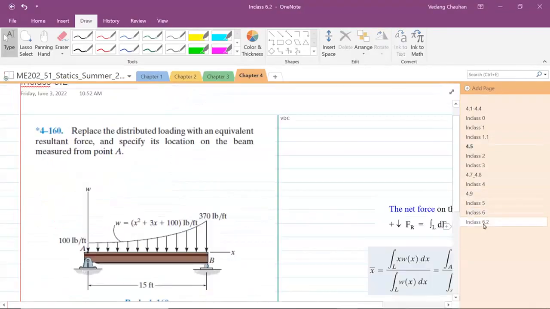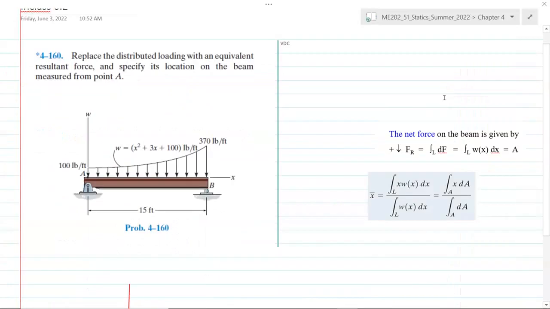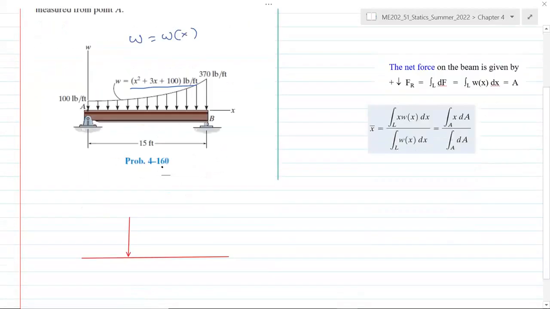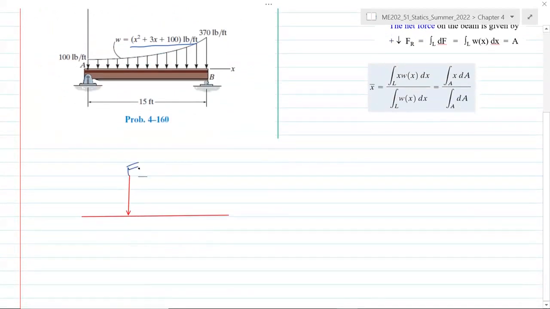Now in class exercise problem 6.2. Until now, all the distributions that we have considered are either the standard rectangular shape or a triangular shape. But this time we are going to consider a distribution which is given by a parametric equation, W as a function of X. For this distribution, W is a function of X, and that function is given here. So how can we reduce this distribution to a single point load Fr and measure its distance from point A? That's what we need to do now.